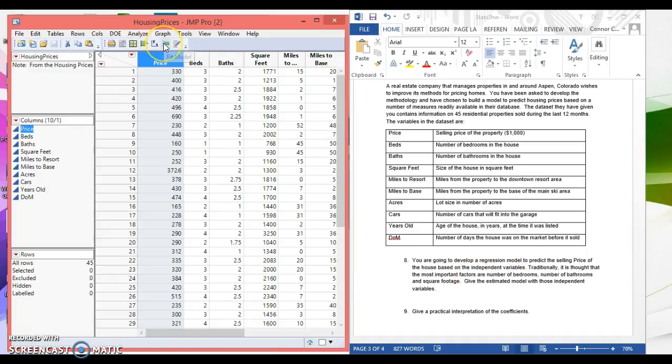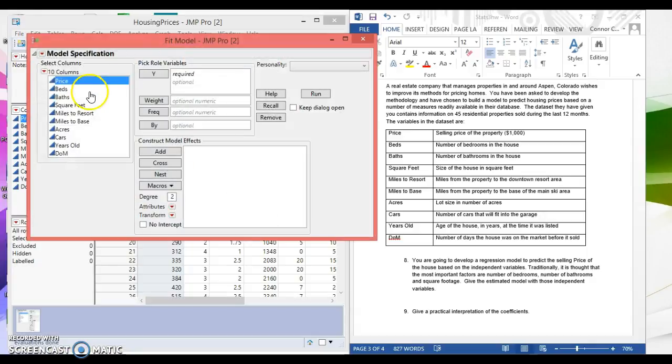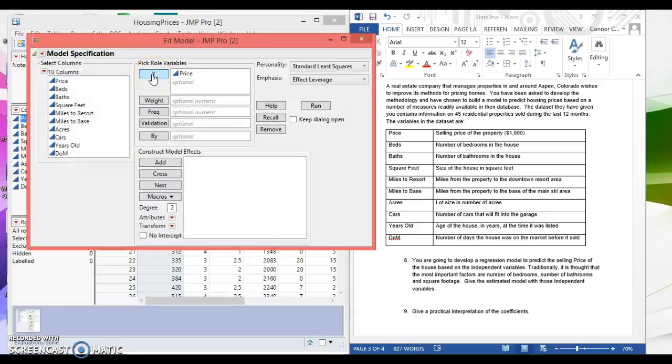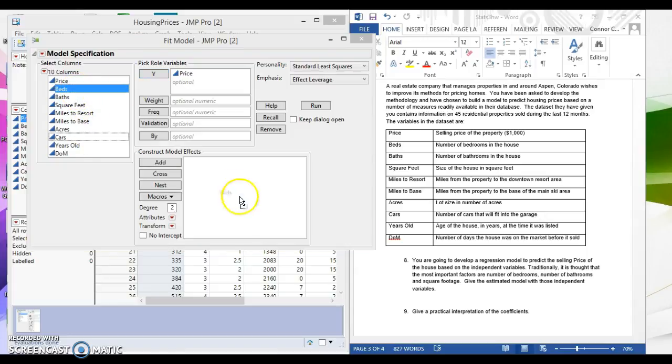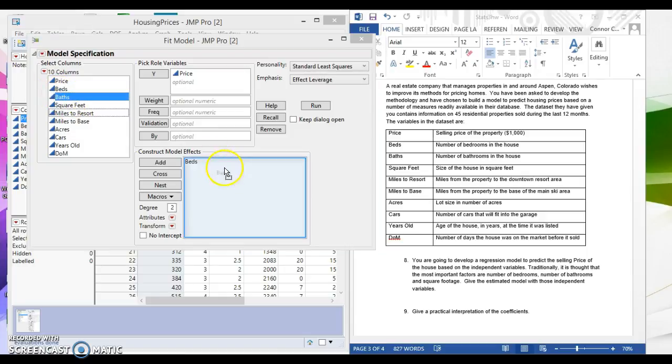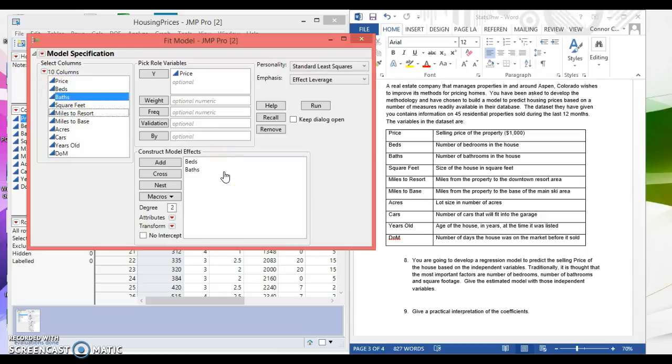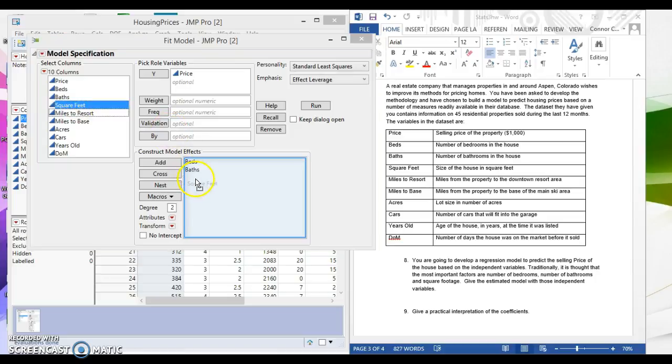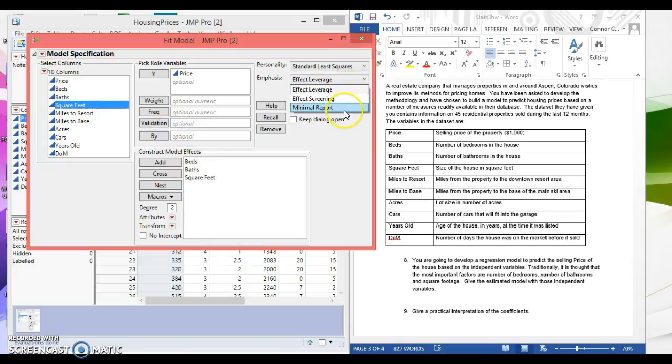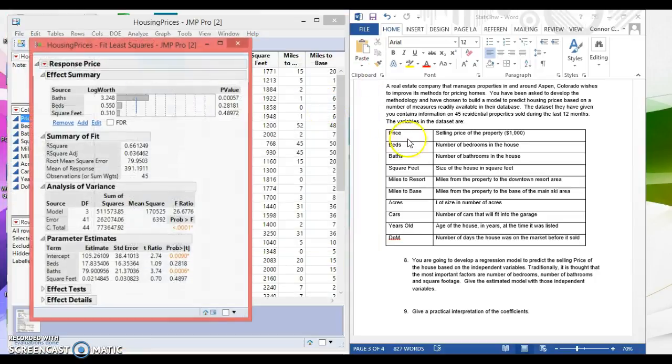Alright, so same thing, fit model. Y is price. Number of bedrooms, beds, baths, and square feet. Alright, once again, minimal report, run, and you get your model. Alright, so they're asking for the estimated model here, and remember that's right down here.